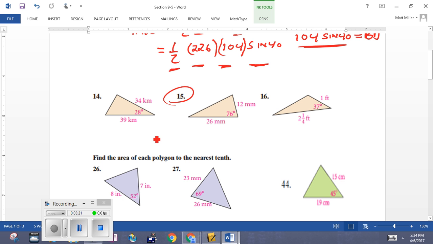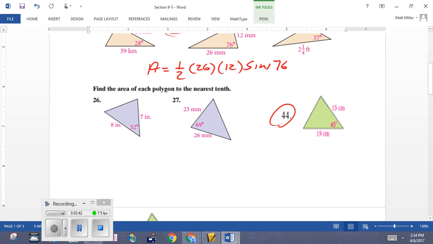So like number 15, area is going to equal 1/2 side times side, that's 26 times 12 times the sine of the angle in between them, times the sine of 76. And you just compute that out. Come down here, number 44. Same thing, pretty straight up. Area equals 1/2 the side times the side, that's 19, times 15, times the sine of the angle 45. Just put that all into your calculator and you have it, okay?